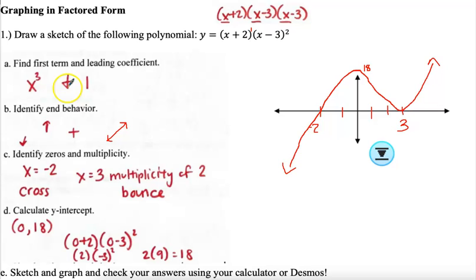So start down low because the end behavior was positive. It's going to cross through at negative 2, go up, hit the y-intercept, come back down, and then bounce off and kind of act like a quadratic because of this squared.